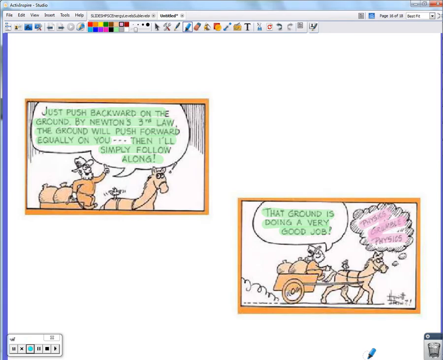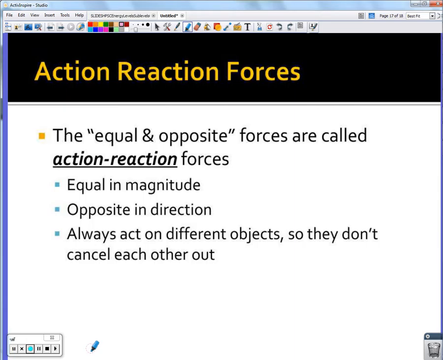So, you know, Newton's third law, right? Yes, it's key to any interaction out there in the universe, but if you don't understand it properly, it can get you in trouble. So just to review, right? Newton's third law is based on the idea of action-reaction forces. Action-reaction forces are equal in magnitude, opposite in direction, but always act on different objects so they don't cancel each other out.